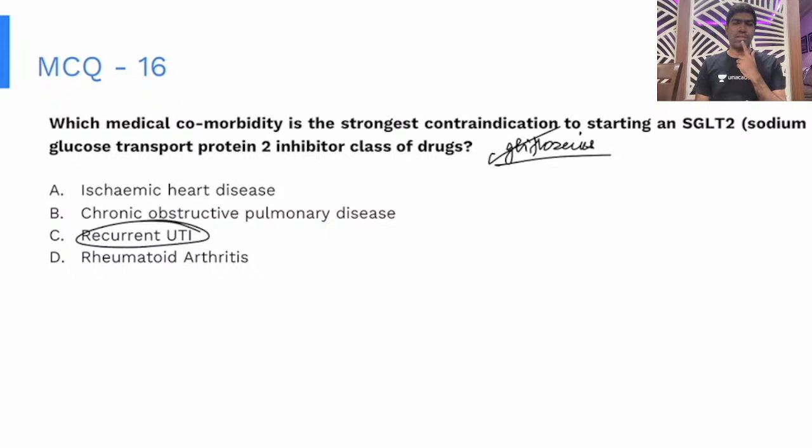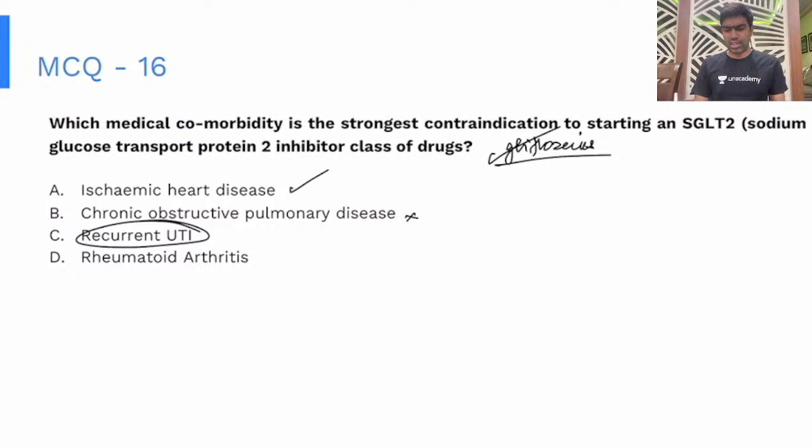Candidiasis risk is very high with all these SGLT2 inhibitors because of the high concentration of glucose in the urine. In ischemic heart disease, it's actually a very important drug because there are only two classes of drugs that reduce cardiovascular mortality. One is SGLT2 inhibitors and the second is the GLP-1 analogs. So these are very important classes of drugs I'm going to use in ischemic heart disease and heart failure patients for sure.